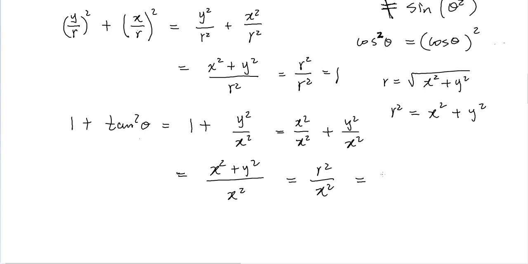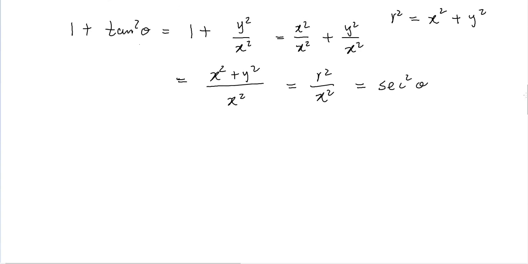But x squared plus y squared is just r squared over x squared. Oh, that's nothing but secant squared. So 1 plus tangent squared theta equals secant squared theta. That's the second Pythagorean identity. And now 1 plus cotangent squared theta: cotangent is x over y, so it's x squared over y squared.